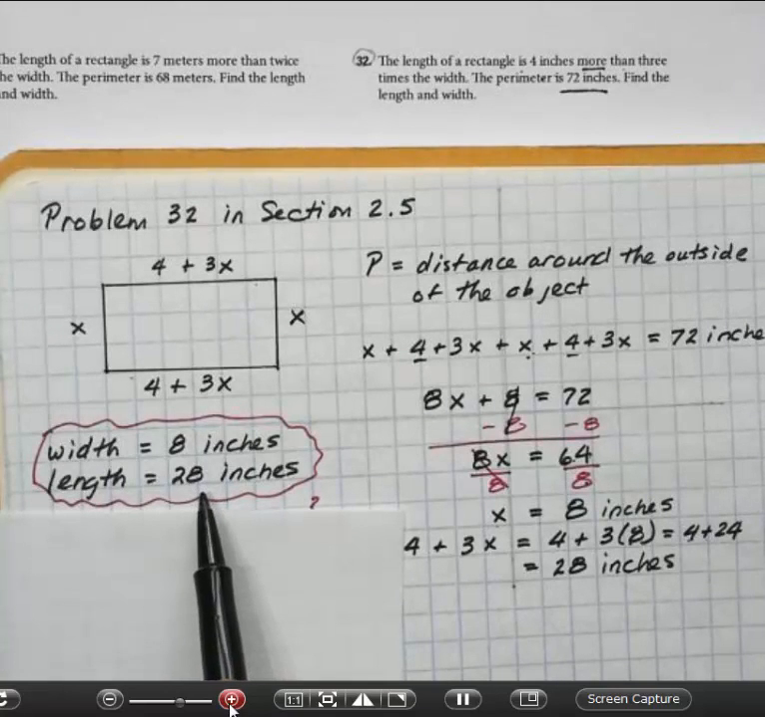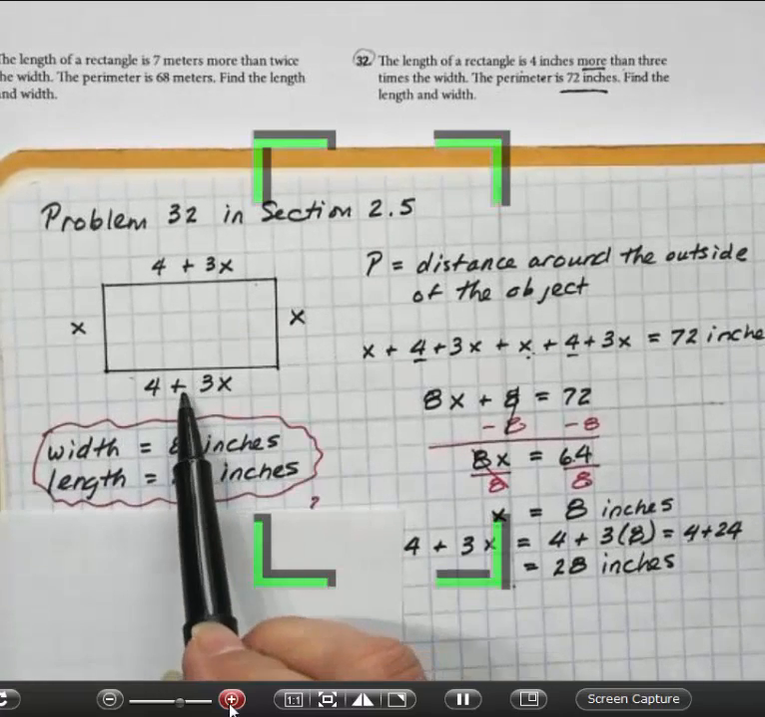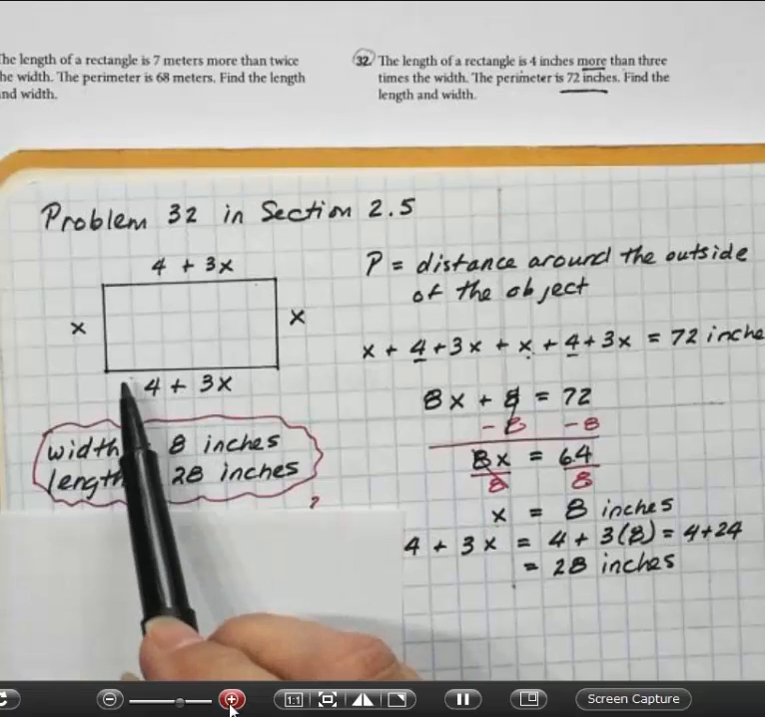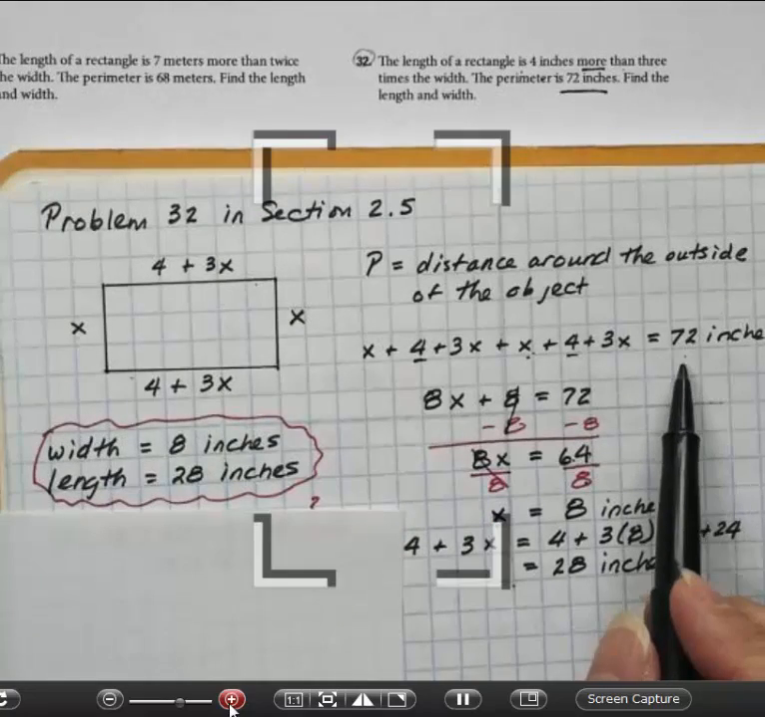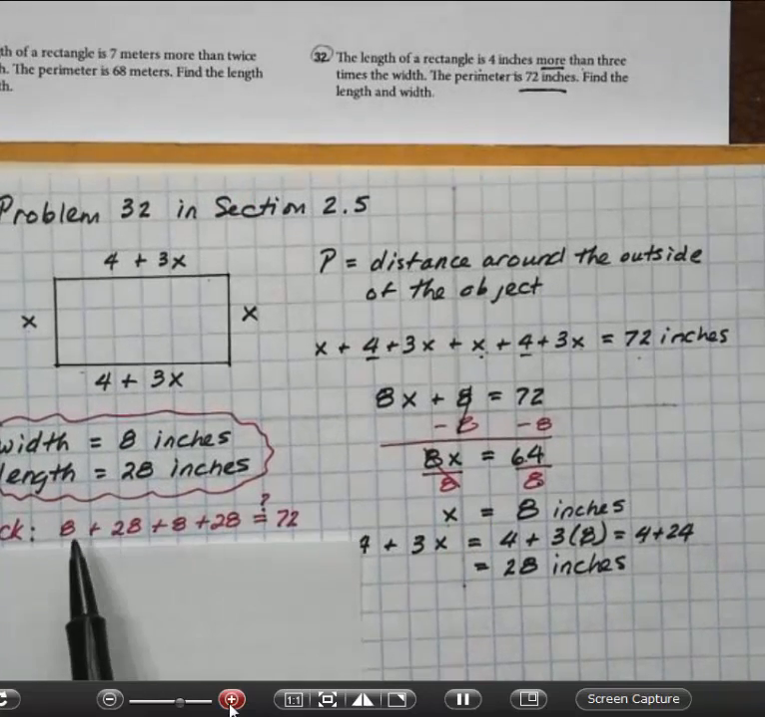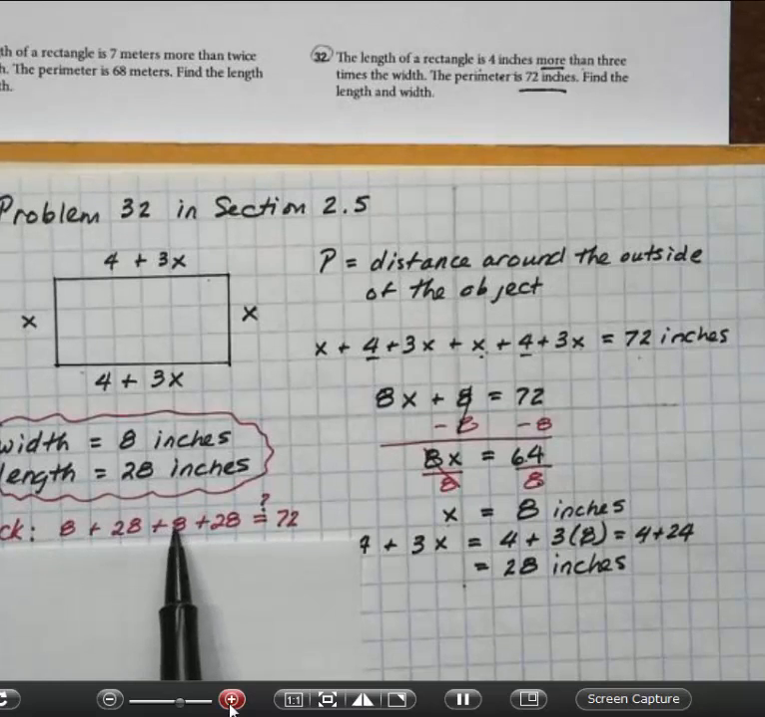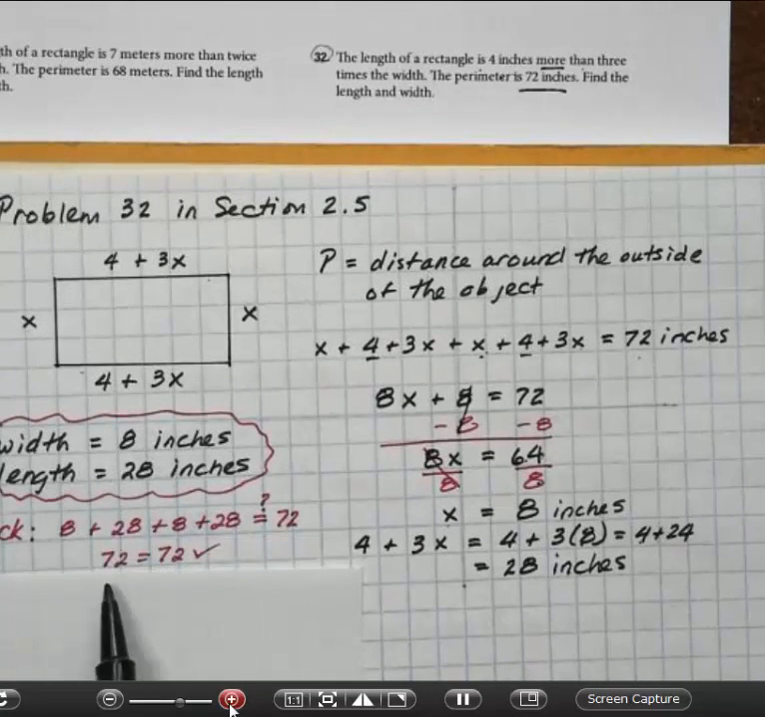And then what I did was I checked. I said, well, if this is 8 inches, and this is 8 inches, and this is 28, and this is 28, I should be able to add them all up, and they should add up to my perimeter of 72 inches. And that's what I did here. 8 plus 28 plus 8 plus 28, does that equal 72? And when you sum all these together, yes, it does. So it checks.